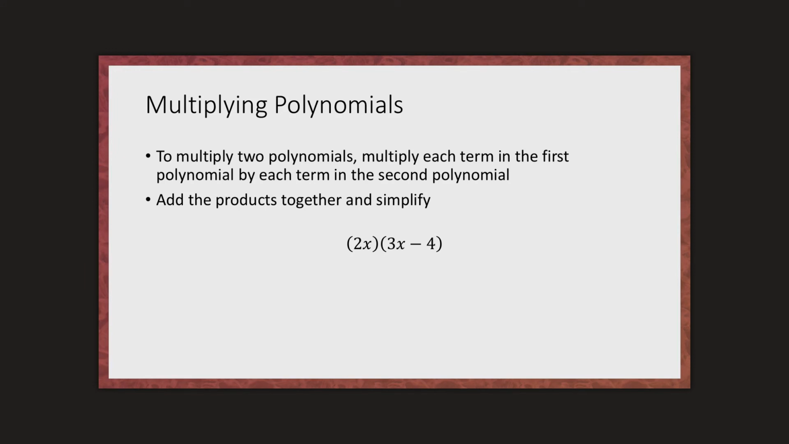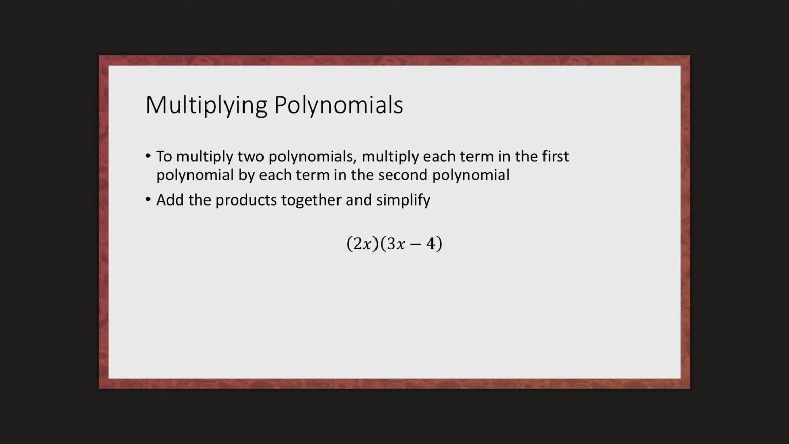Multiplying polynomials. Now, to multiply two polynomials, you multiply each term in the first polynomial by each term in the second polynomial. Everything gets multiplied by everything. And there are so many different methods for helping this. There's a lattice method. If you have two binomials, you can FOIL it. But what I'm going to show you today will work no matter what size any of your polynomials are.